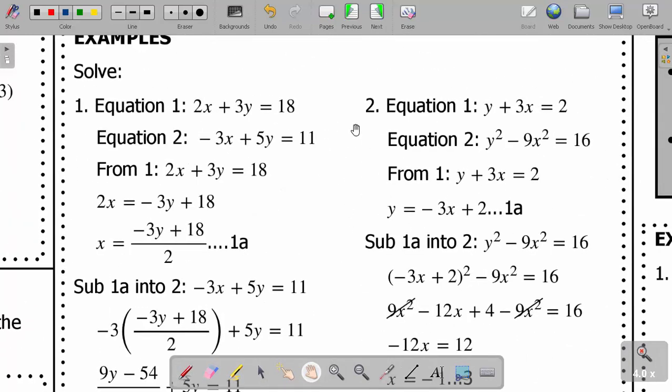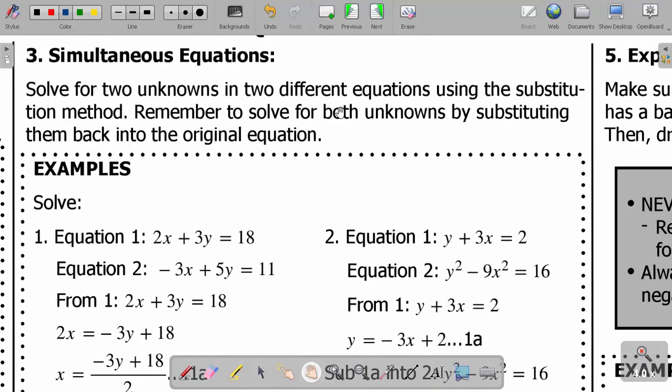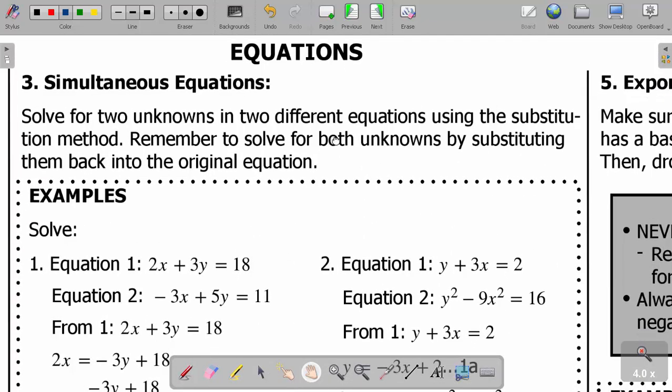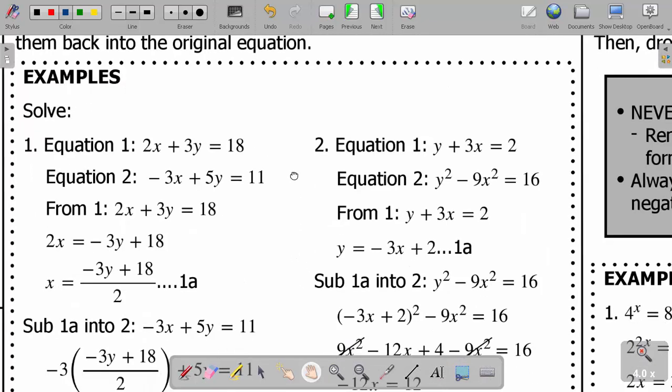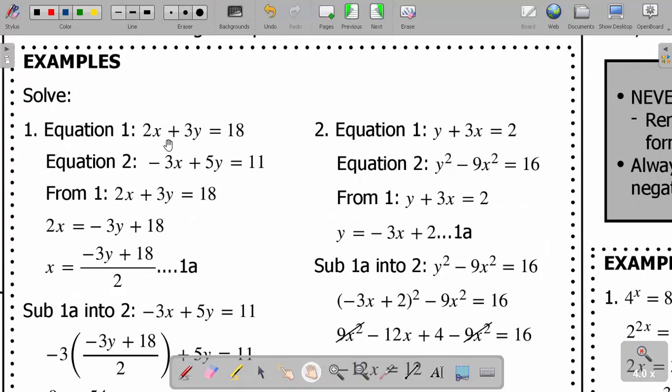Now another example is called simultaneous equations. Here, solve for the 2 unknowns in 2 different equations using the substitution method. Remember to solve both unknowns by substituting them back into the original equation. Example, we have this equation here. Equation 1, 2x plus 3y equals 18, and then minus 3x plus 5y equals 11.